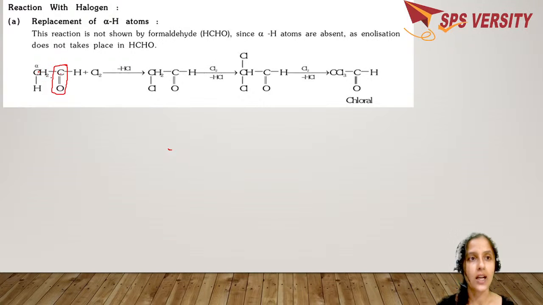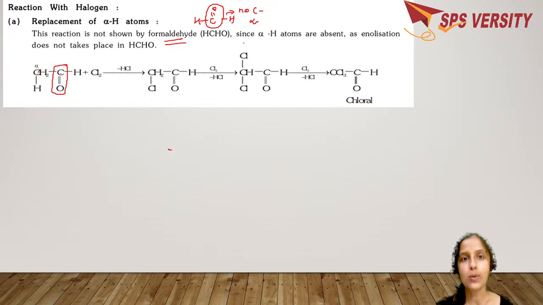So we are going to see the reaction with halogens. The first one is the replacement of alpha hydrogen atom. Formaldehyde, say if you have this is a functional group. Attached to this there is no carbon. So if there is no alpha carbon, there is no alpha hydrogen. So it doesn't possess alpha hydrogen, so this doesn't undergo enolization reaction. If you consider the other aldehydes which possess the alpha hydrogen, for example, acetaldehyde, CH3CHO.